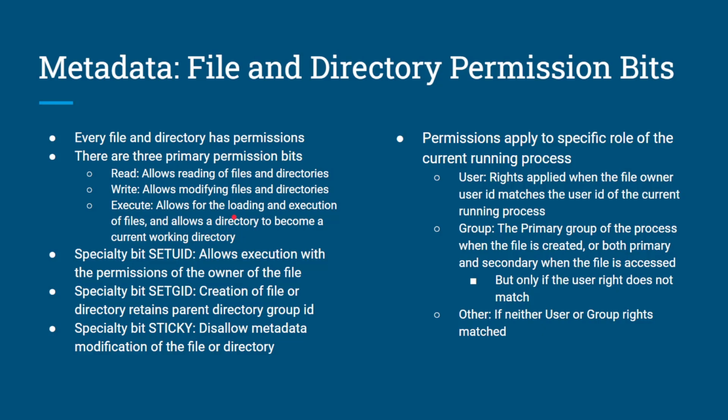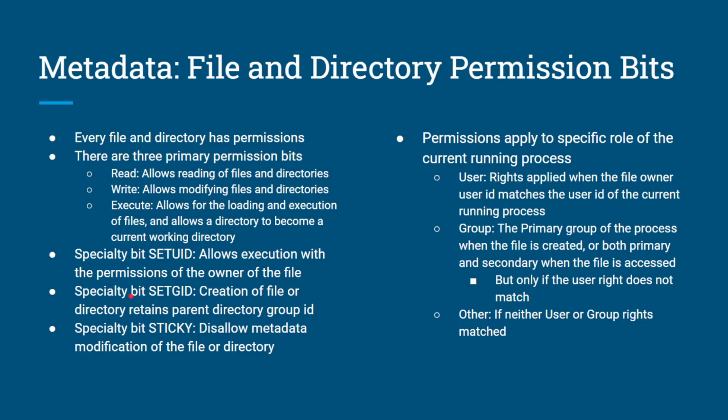There are some special bits that we can work with. There is a set UID. This allows a particular file to be executed, but the process user ID and group are actually changed to the file's owner. So if I am user John and group support, but the file is owned by Chad and group develop, and I execute that particular file, then the process will run under Chad's user ID and the develop group. We call this the set UID.